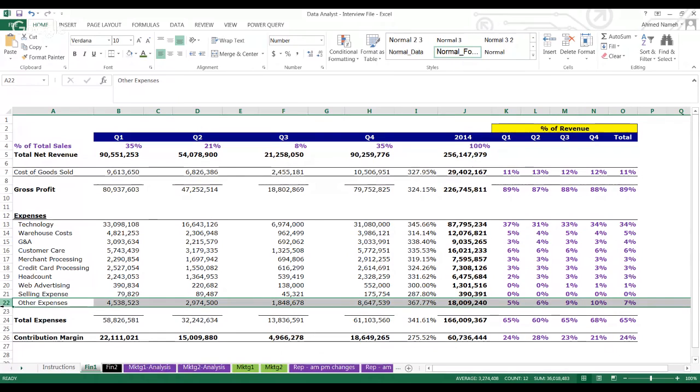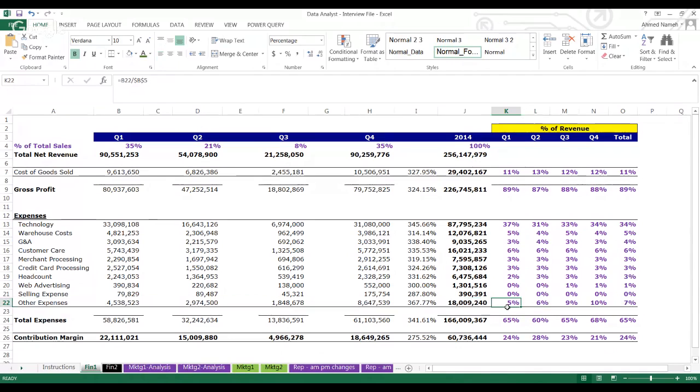Other expenses is obviously a vague category, so an additional investigation would be required to look at exactly what other expenses is and why it increased from 5% of total revenue to 10% of total revenue between Q1 and Q4. So that is the first question of the first part.